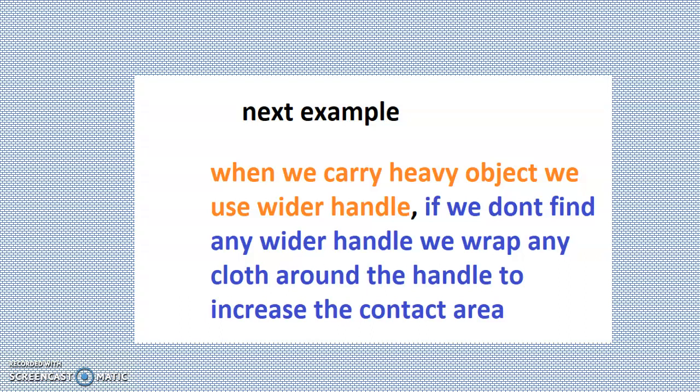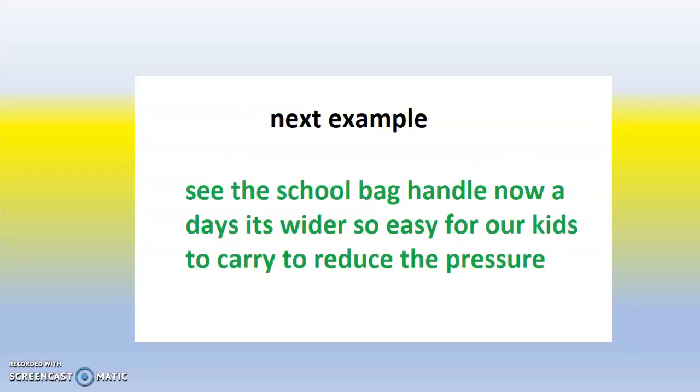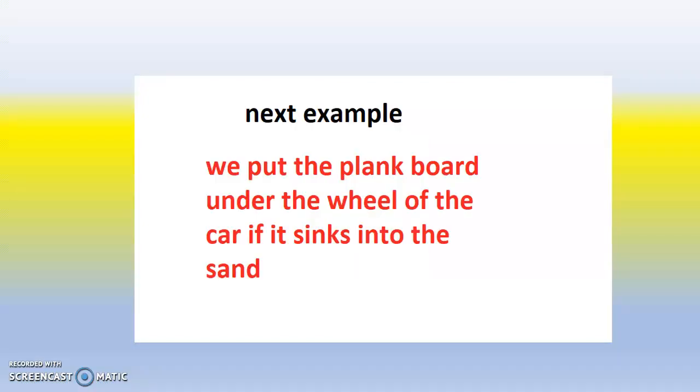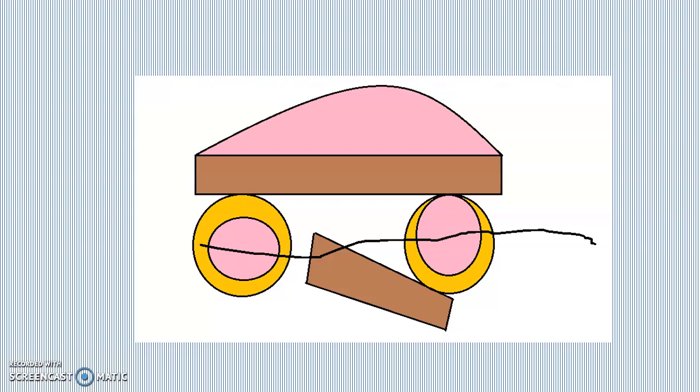Unknowingly, we do. This is physics. Right? Next example, see the school bag handle. Nowadays it's wider, so easy for our kids to carry, to reduce the pressure. Right? The handle is a wider handle to reduce the pressure, like this, right? The wider handle. Next example, we put the plank board under the wheel of the car if it sinks into the sand. If you want to unstick the car, what do we have to do? Just keep some plank under the tire, so it gets the wider area, so you can reduce the pressure, it will come out.